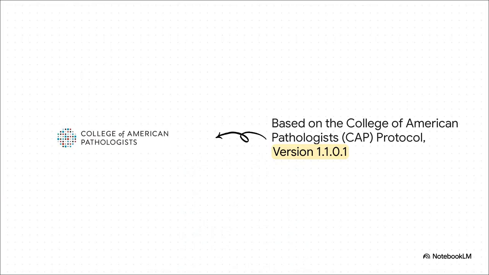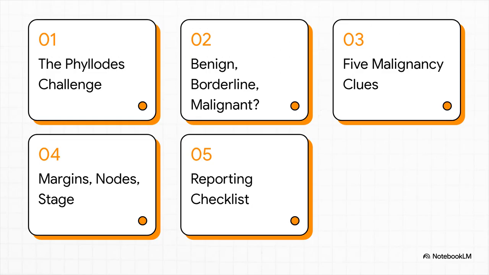And just so we're all on the same page, everything we're about to cover comes directly from the official playbook, the College of American Pathologists Protocol, version 1.1.0.1. This is the gold standard you'll need to meet in your reports. So here's our game plan. We've broken this down into 5 parts.